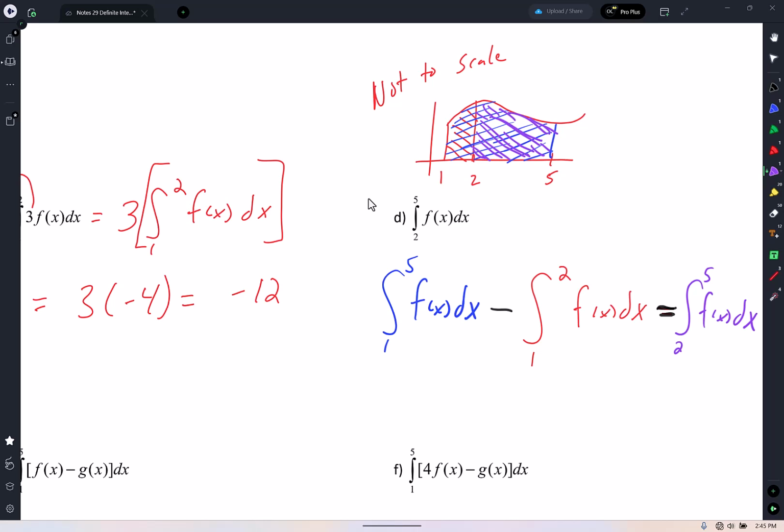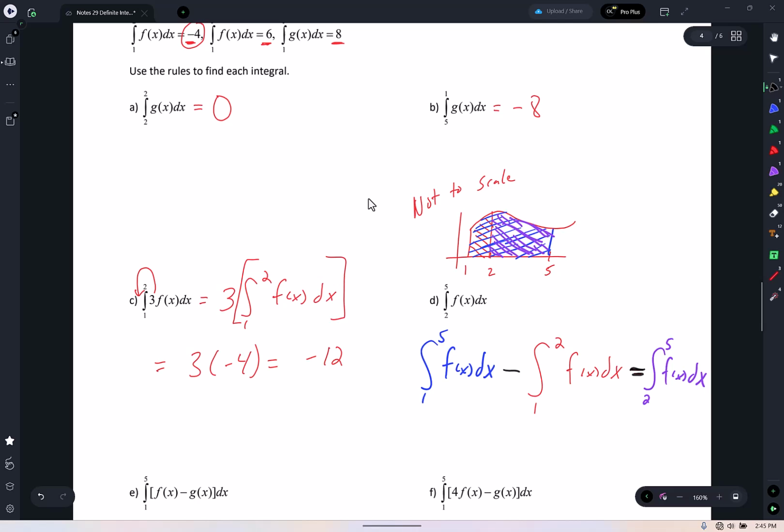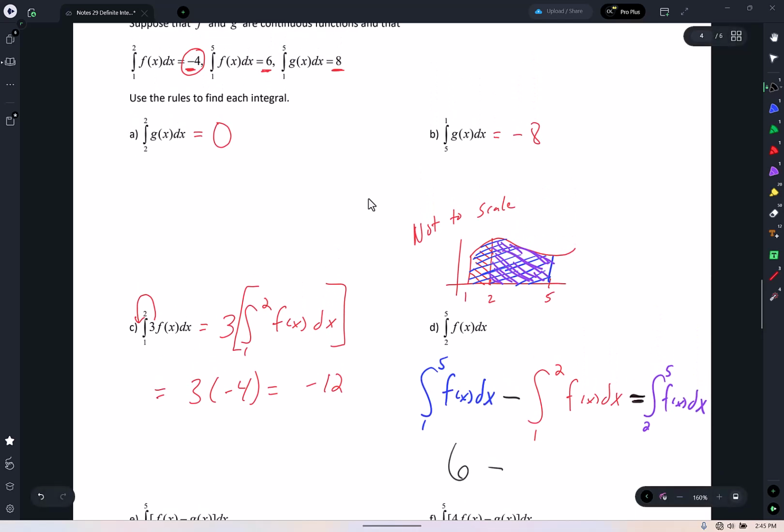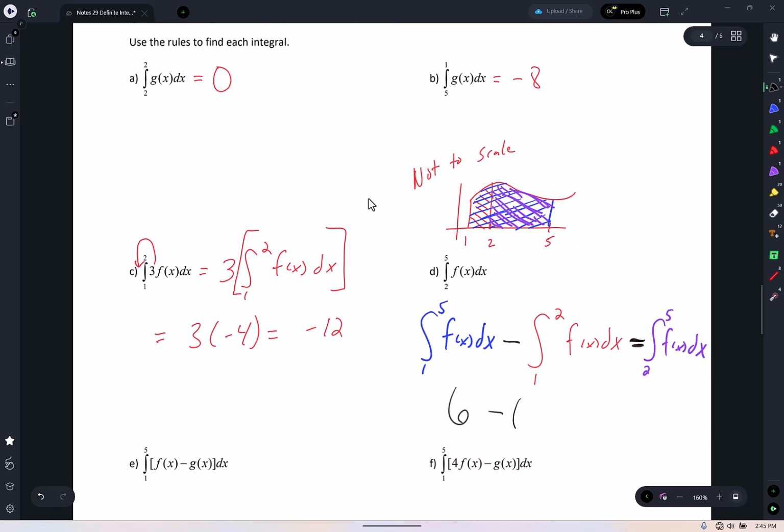Hopefully that made sense to everyone. I'm going back to a neutral color, black. Area under the curve from 1 to 5 of this whole function f of x is 6. I'm subtracting the area under the curve from 1 to 2 of f of x, which is negative 4. 6 minus a negative 4 is 10. Did that make sense to you guys? Yes, we're winning, guys. We're winning.